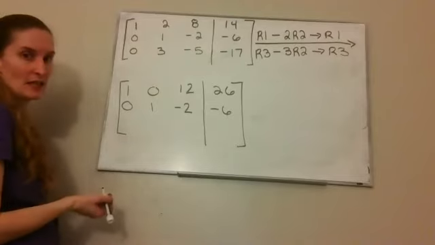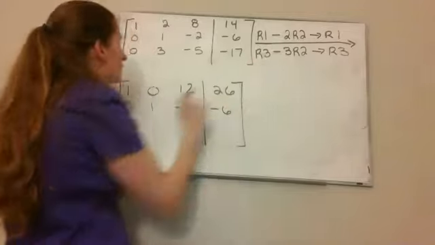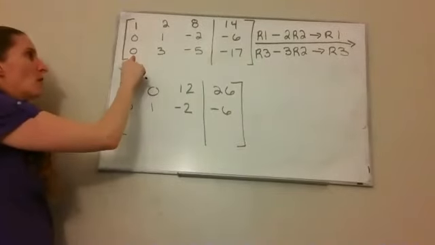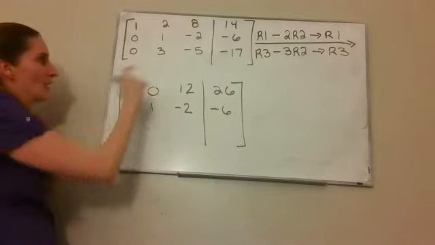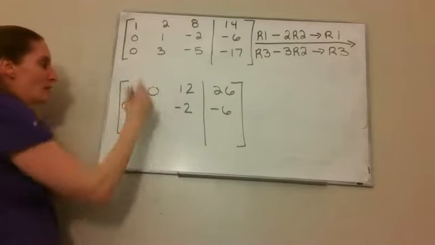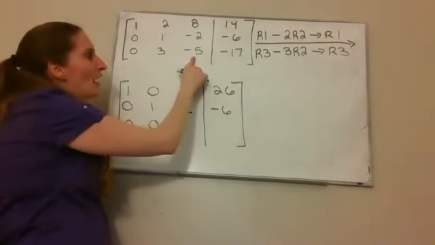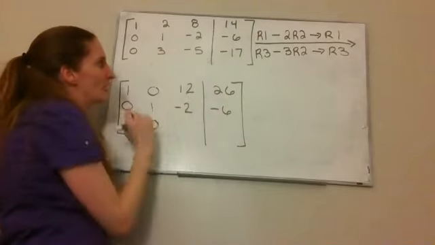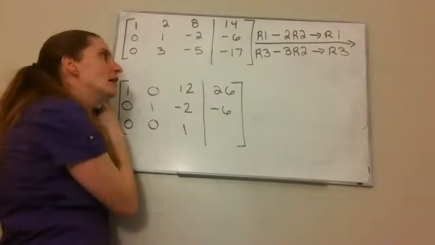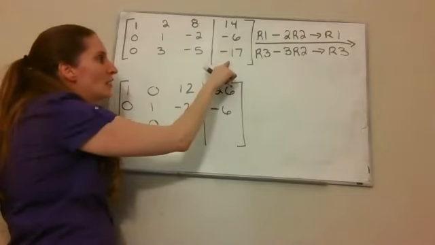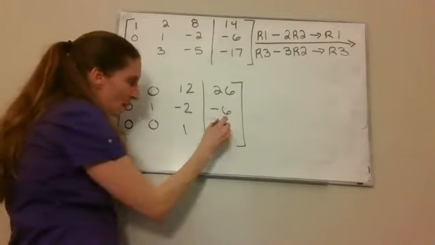Now I do the same idea with row 3. I have to do row 3 minus 3 row 2. 0 minus 3 times 0, 0. 3 minus 3 times 1, 0. -5 minus 3 times -2 gets me +1. And -17 minus 3 times -6 gets me +1.